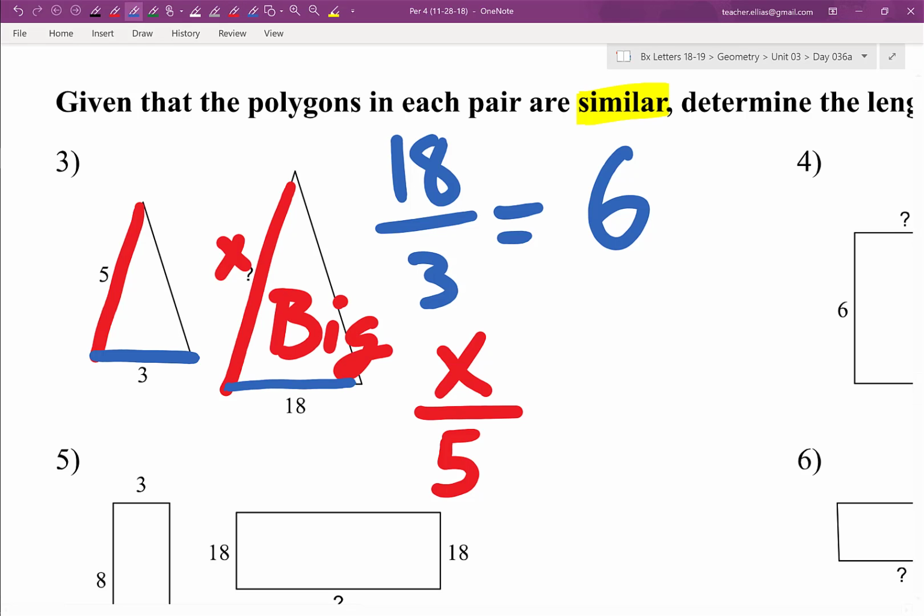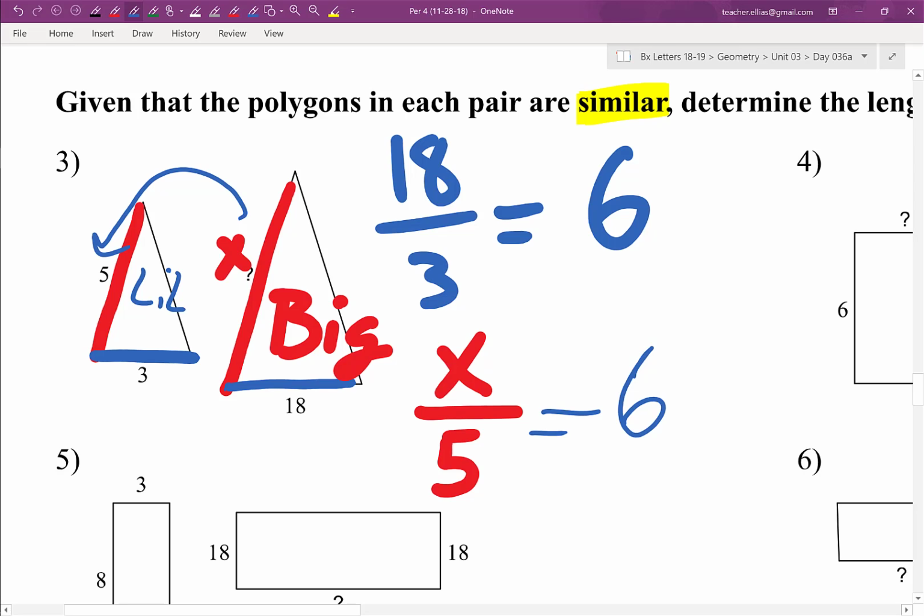If you take something from the big shape and you put that on top, then when you go to do every other ratio, you got to follow the same method, the same order. You got to take something from the big triangle, which in this case happens to be the variable. That goes on top. That's going to get divided by the corresponding side, which is 5. What does this ratio have to equal if the triangles are similar? It has to equal 6.